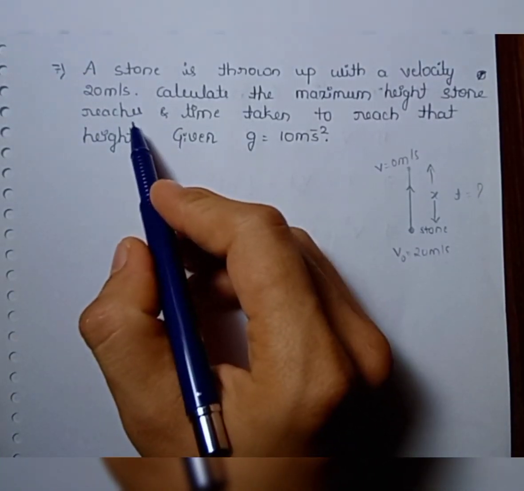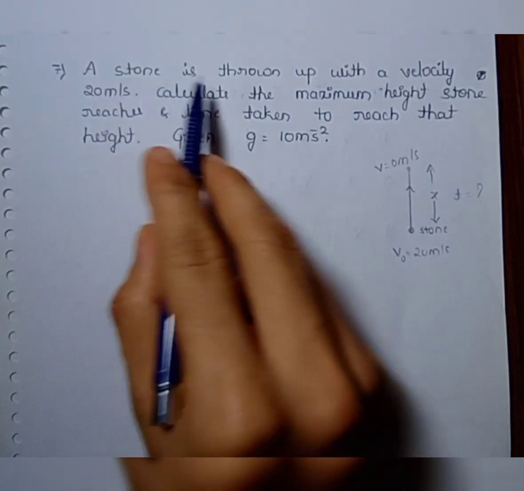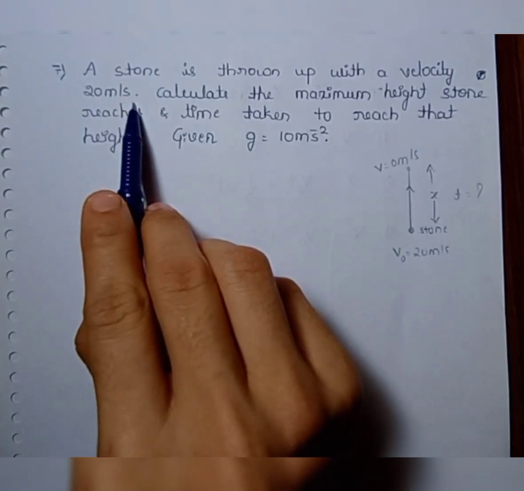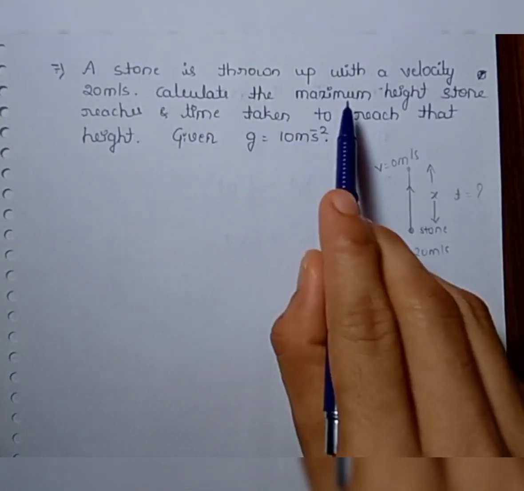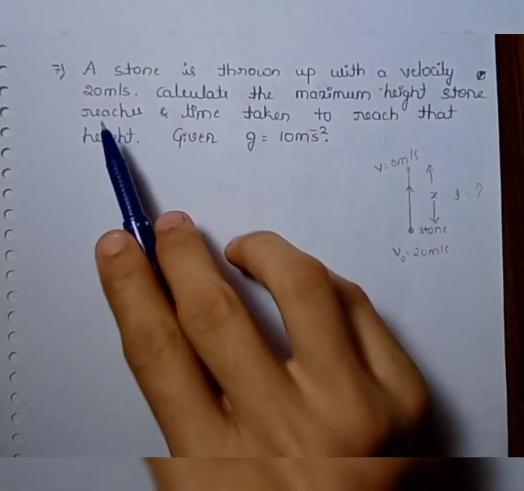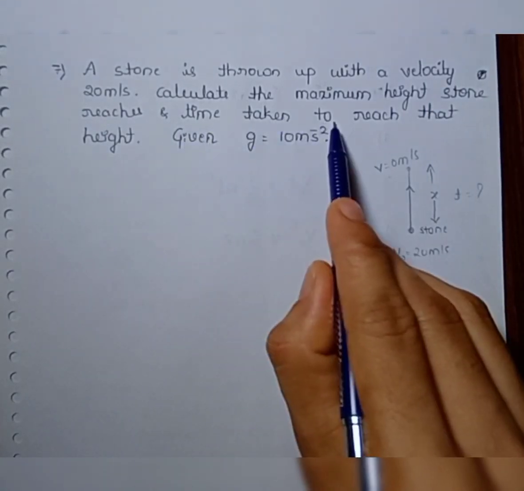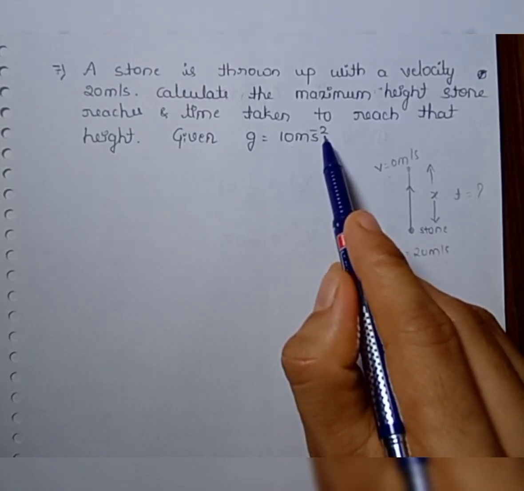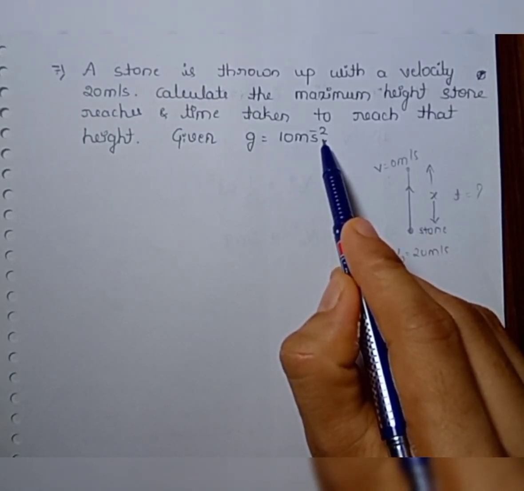Let us discuss the next problem. That is, a stone is thrown up with a velocity of 20 meter per second. Calculate the maximum height stone reaches and the time taken to reach that height. Given g is equals to 10 meter per second square.